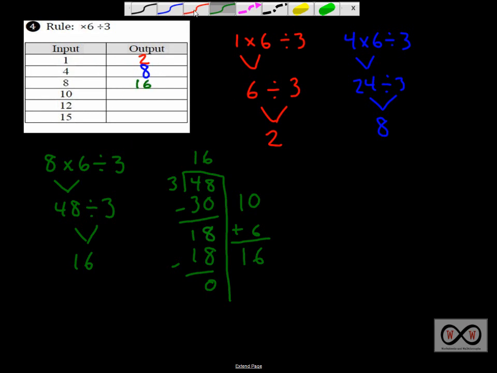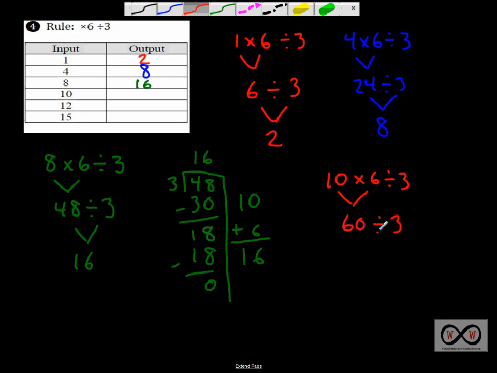What happens when we input 10? We've got a 10. We're going to apply this rule of multiply by 6, then divide by 3. Multiply by 6, divide by 3. 10 times 6, of course, would be 60. 6 tens would be 60, and then we're going to divide by 3.